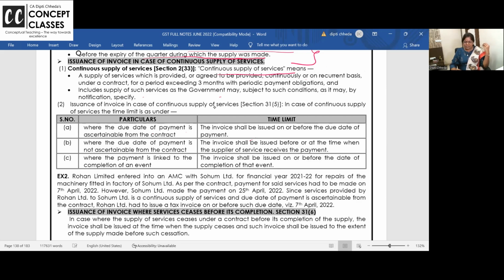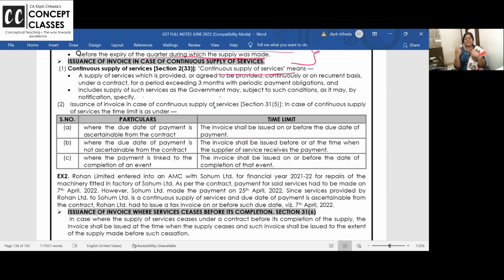If payment date is not decided, invoice should be issued at the time when the supplier of the service receives the payment. Or due date नहीं है, payment नहीं है, where the payment is linked with completion of an event, invoice should be issued before the completion of that event. For example, we are going to host a fashion show on so and so date. So that is an event. Whatever services I have rendered for the fashion show, say catering, I am an event manager. So before that event, invoice should be issued, whatever services I have rendered.